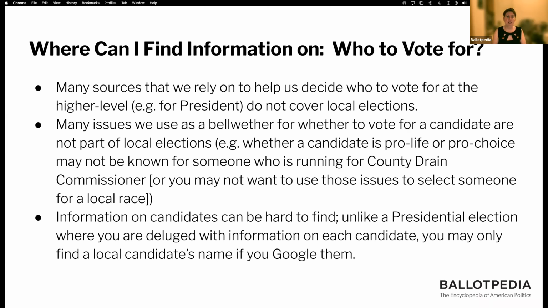And then the third problem is that often information on candidates, particularly at the local level, can be really hard to find. If you go into Google and you plug in Joe Biden or Donald Trump or Mitt Romney or any one of the presidents or presidential candidates from the past 10 years, you're going to find a deluge of information. But if you Google a local school board candidate or a local judicial candidate, often you'll only find their name. And so that can be very, very discouraging when it comes to wanting to participate in your local elections.